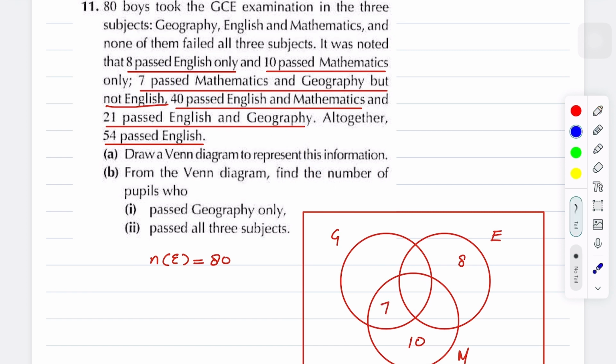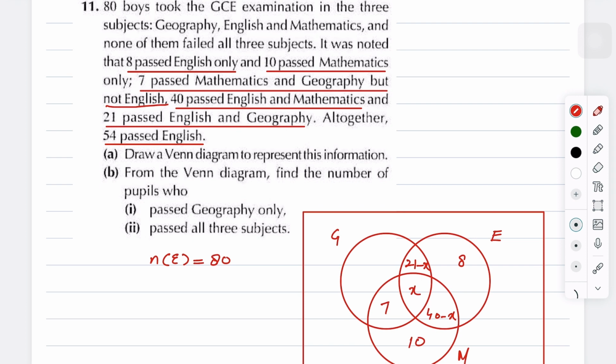Next information is 40 passed English and maths. This is the region which is English and maths. Let this portion be X. If there are 40 who passed English and math, that is this region. So you will subtract 40 minus X. That will give you math and English only. And 21 passed English and geography. English and geography is this region. So you will subtract 21 and that becomes 21 minus X. And the final information is 54 passed in English. That means this whole thing is equal to 54.